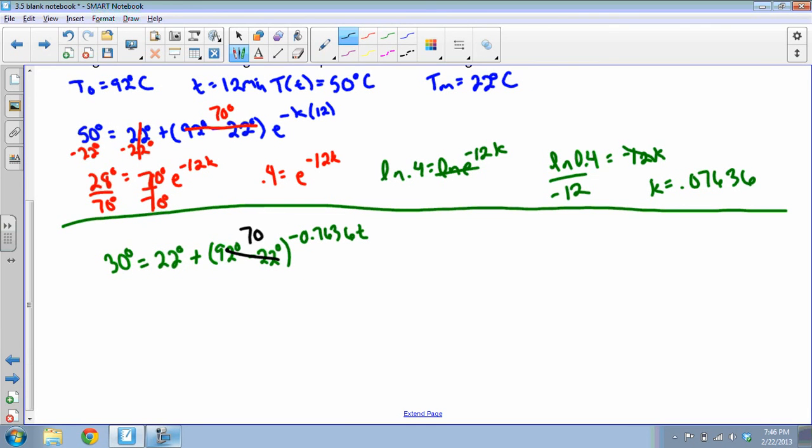Again, this is 70. We'd subtract 22 over here and get 8 degrees equals 70 degrees times e. I didn't put the e there. There's an e there. Don't forget the e. e is very important. Negative 0.7636t. Divide by 70 on both sides. 8 divided by 70. Now that's not at all a nice decimal, so I'm going to leave it as 4 over 35.